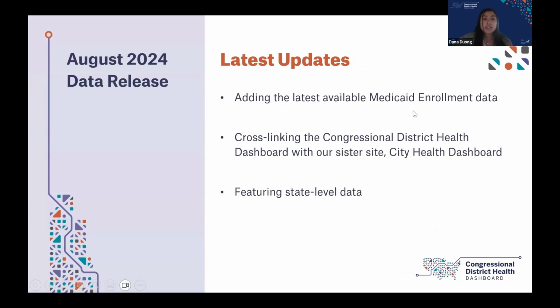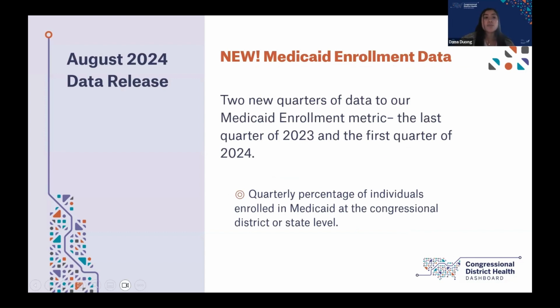In our latest updates, we actually have a total of 3. We've added 2 new features, and we've also updated one of our metrics, the Medicaid Enrollment metric. This metric we launched in February of 2024. We initially started with the first quarter of data as the last quarter of 2022, and we had it through the third quarter of 2023. So in the August release, we added 2 quarters of data. We had the latest quarter of 2023 and the first quarter of 2024, giving us a full year and a half of data for this Medicaid enrollment metric.